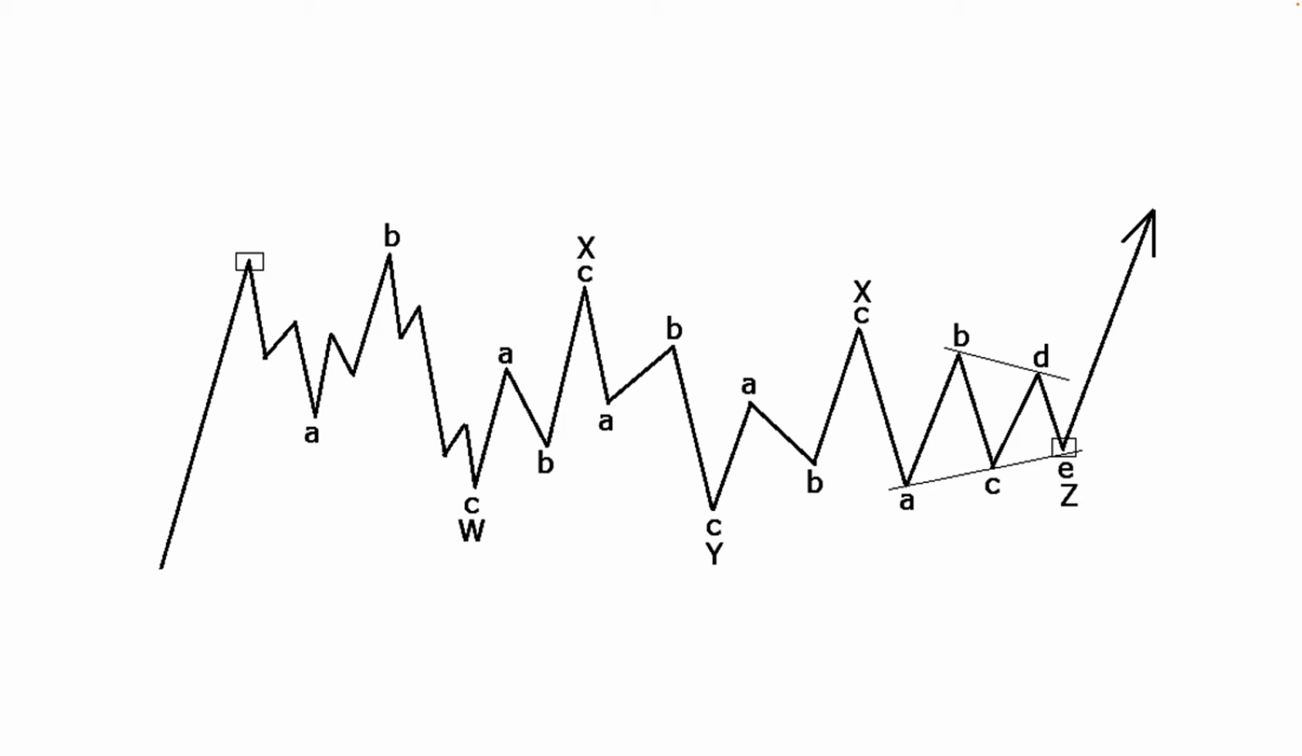Right, so here's just a closer look at that same pattern. In this case, we have a flat for wave W, zigzag for the first X wave, a zigzag for wave Y, zigzag for the second X wave, and then a triangle for wave Z.